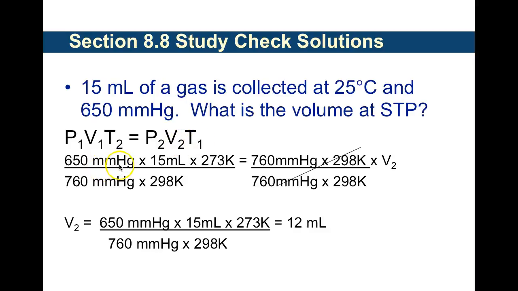So 650 millimeters of mercury, P1, 15 mL V1, and then the T2 is, standard temperature is 273 K. Standard pressure, P2, is 760 millimeters of mercury. T1 is 25 plus 273, so 298. We have to solve for V2. Okay, so if you divide both sides by 760 times 298, you solve for V2 and you get 12 mL.